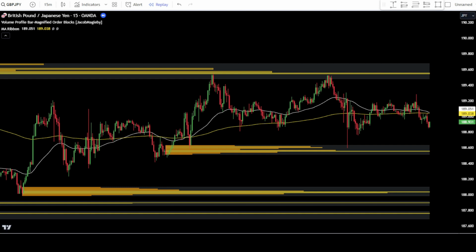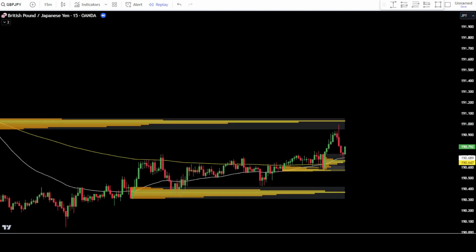Now, let's discuss this trading strategy using the first method. In this first method, we'll use the volume profile bar magnified order blocks indicator, exponential moving average, and price action candlestick. Therefore, if you choose to use this first method, it's essential to understand candlestick reversal patterns such as doji, hammer, engulfing, and others. Placing a buy order.